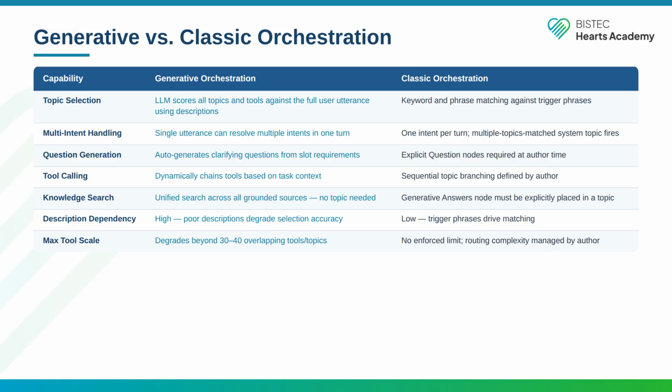Max tool scale. Performance degrades beyond 30 to 40 overlapping topics and tools. No enforced limit in classic. That threshold is a governance parameter you now need to track for every agent in your estate.